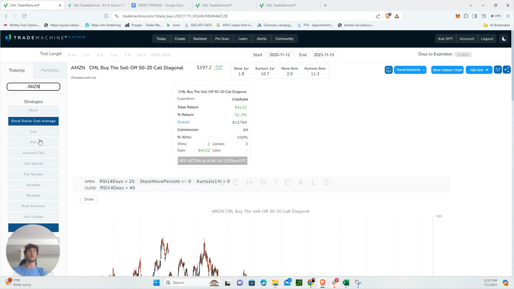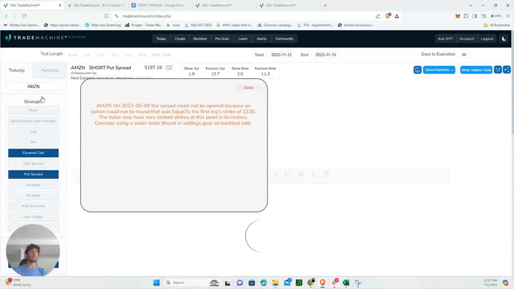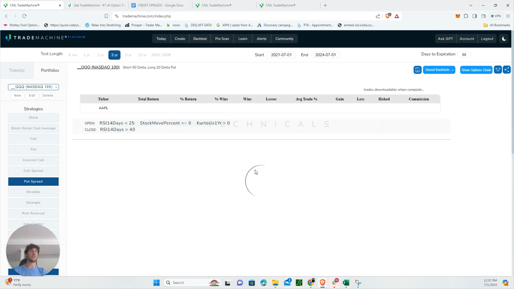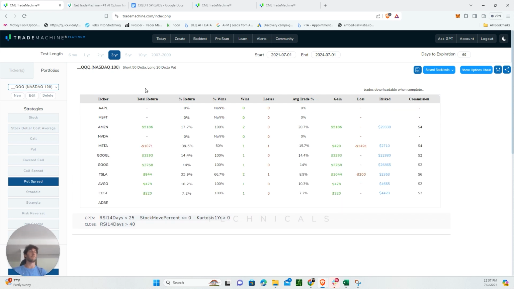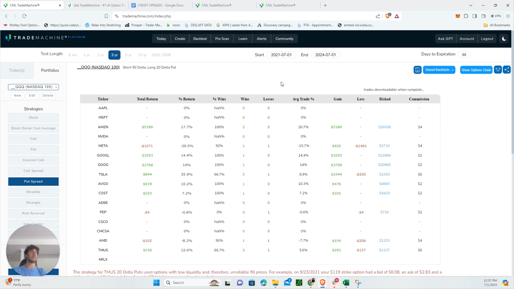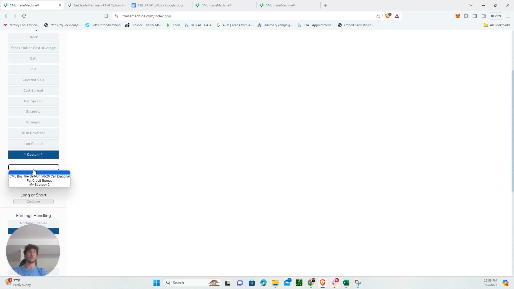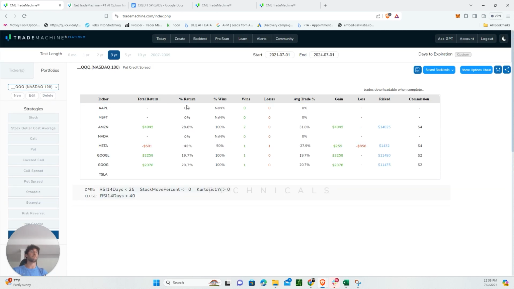But now what we're going to do is also do a put spread. We're going to short it like we did before. We're going to go to portfolios, last 3 years, and basically rerun what we did before with the same kind of thing. Actually, let me do one little tweak here. Let's do put credit spread since I have this pre-built.